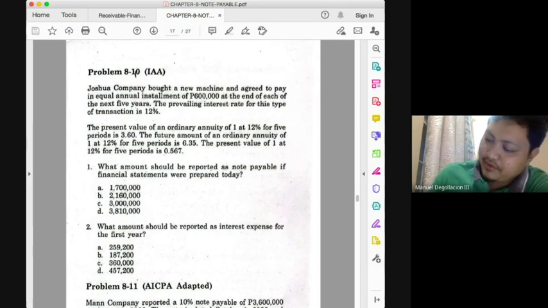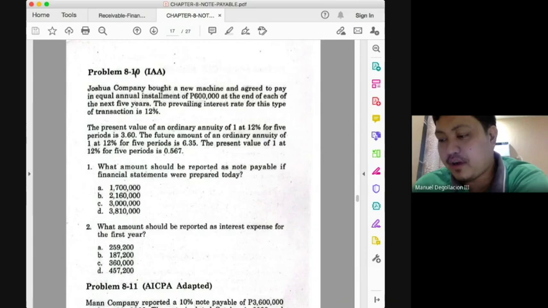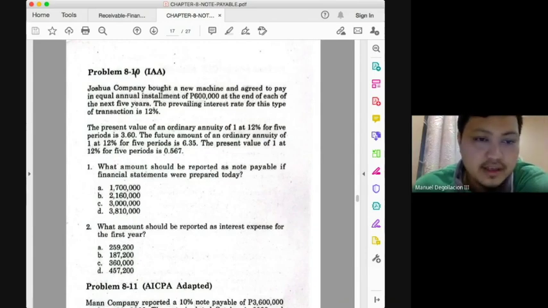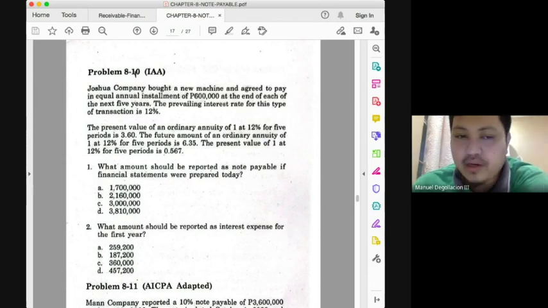So you multiply your 3.6, class, with your periodic cash flow. So our periodic cash flow is 600,000. You multiply that with our present value ordinary annuity factor, you would get your 2,160,000. And that is our answer in question number 1 here.